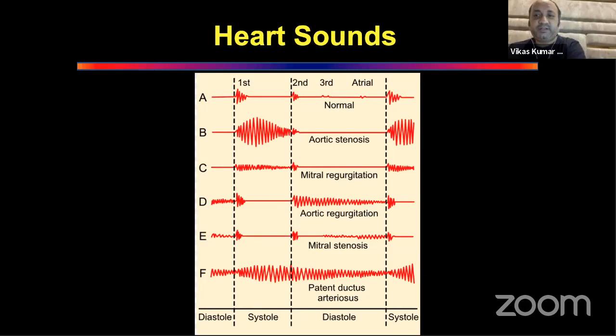pre-systolic accentuation. And the last one is patent ductus arteriosus. This is a machinery murmur because the pressure in the aorta is high and the pressure in the pulmonary artery is very low. So the flow is both in diastole and systole. That is why both the heart sounds are buried in the machinery murmur. This is also one of the loudest murmurs, and most of the time it will be associated with a thrill.